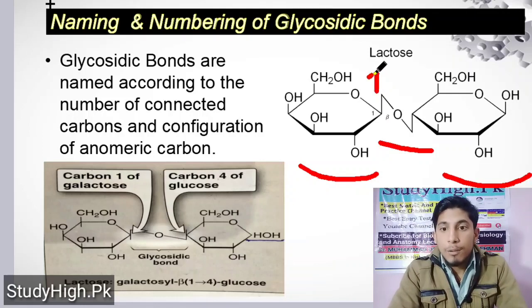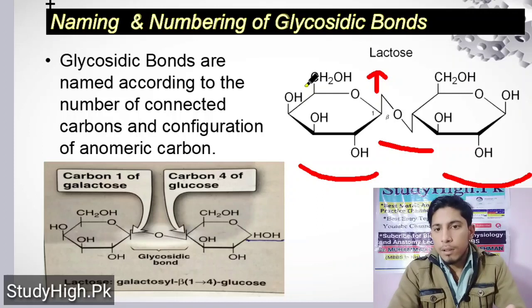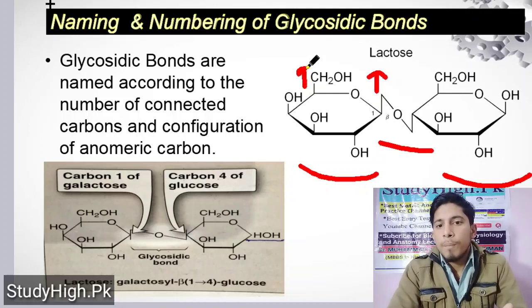And as I tell you, the process how you can determine whether a monosaccharide is in alpha form or beta form. And this is the carbon that is furthest away from the anomeric carbon. This is also projected upward. Both are in cis form. That's why this is the beta galactose.